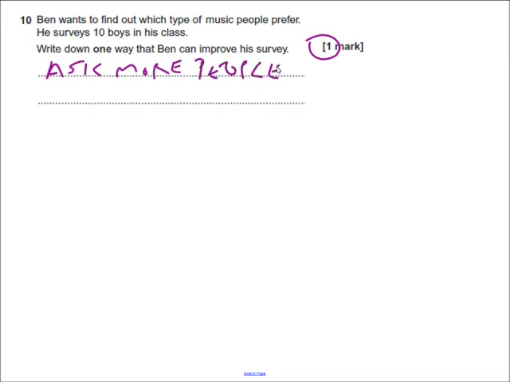And it doesn't have to be restricted to boys in his class. It could be ask the girls in his class, ask some of the teachers, and so on. But for 1 mark on a straightforward question like this, don't overthink it. They're asking you to state the obvious, which is ask more people and your survey will improve.